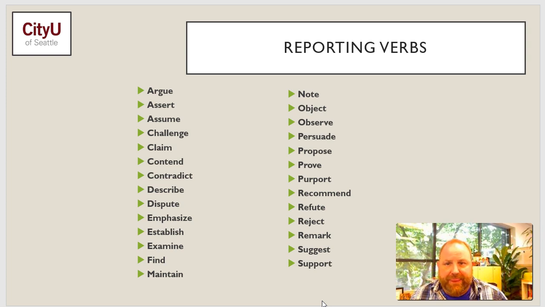Reporting verbs. We do not want to see "the author said" 100 times. We do not want to see "the author found," "the author discovered" 100 times. We need a variety of reporting verbs. The author supported, the author suggested, the author proved, the author observed, the author argued, the author asserted. Use a variety of words throughout your document.